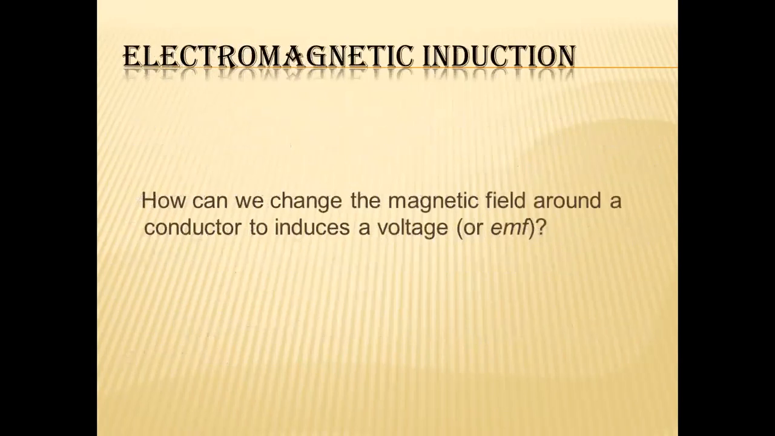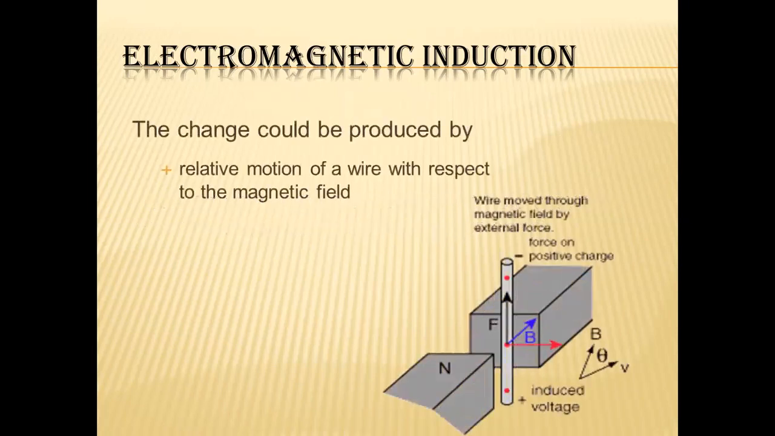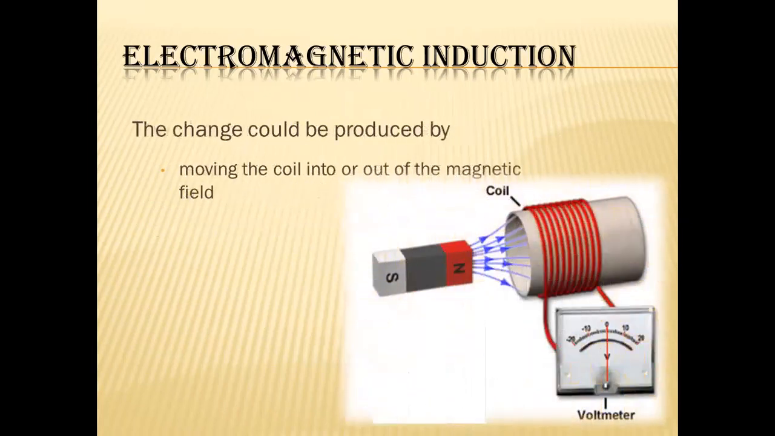Now the question is, how can we change the magnetic field around the conductor to induce an EMF in the coil? There are different ways to induce EMF in a coil by changing the magnetic field. Let us discuss one by one. The change in the magnetic field can be produced by maintaining a relative motion between the conductor, that is the wire, and the magnetic field. Change in the magnetic field can also be produced by moving the coil into or out of the magnetic field, as you see in the picture.